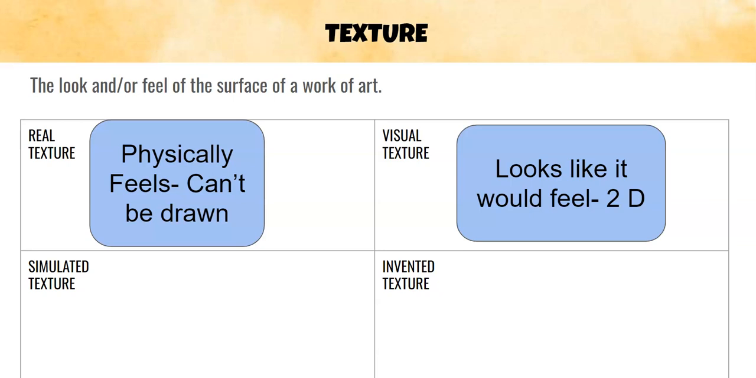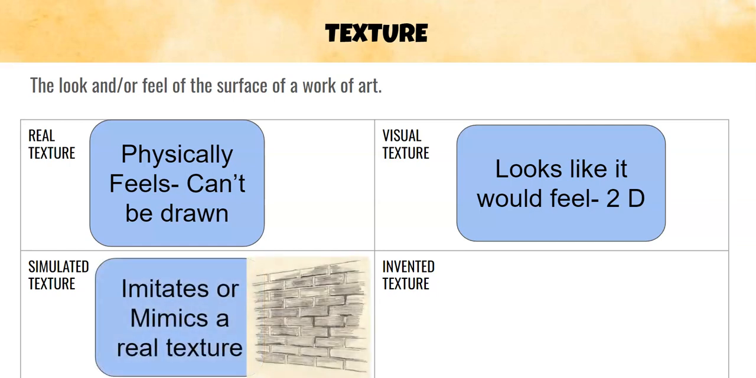Simulated and invented are both types of visual texture. So visual texture gets broken up into those 2 different types. Simulated is when you are mimicking a real thing that exists. So like this is a drawing of a brick wall. Brick walls exist as a real texture that is out in the world. So this is an imitated, simulated texture.